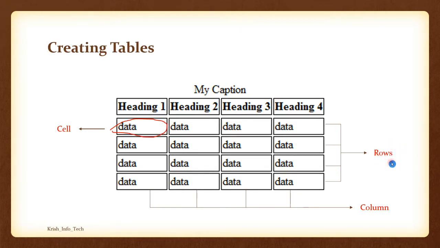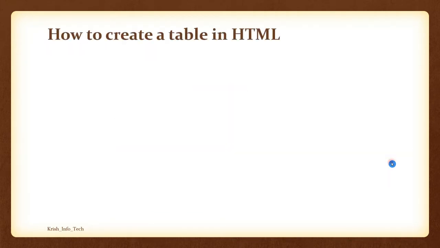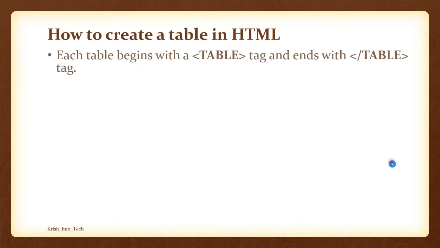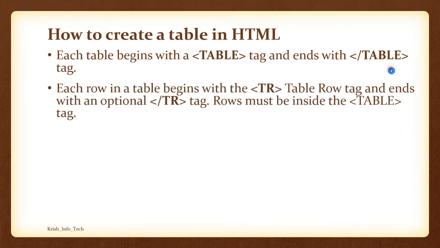Okay. So these are the basic terms which are used in defining the table. So next we are going to see how to create a table in HTML. Each table begins with a table tag and ends with a closing table tag as it is a container element. Each row in a table begins with the tag tr, table row, and you have to close it with the tr closing tag. Okay, and these tr should be inside the table tag.